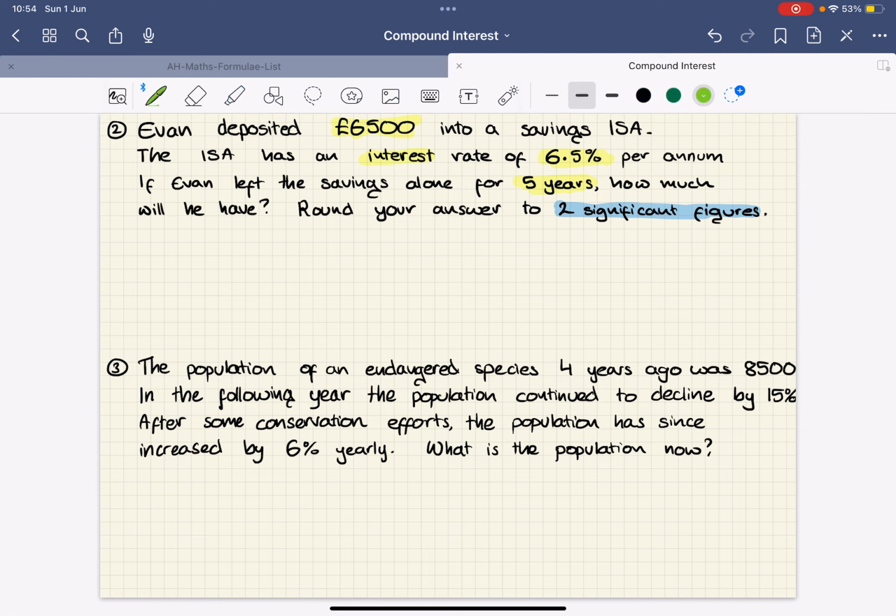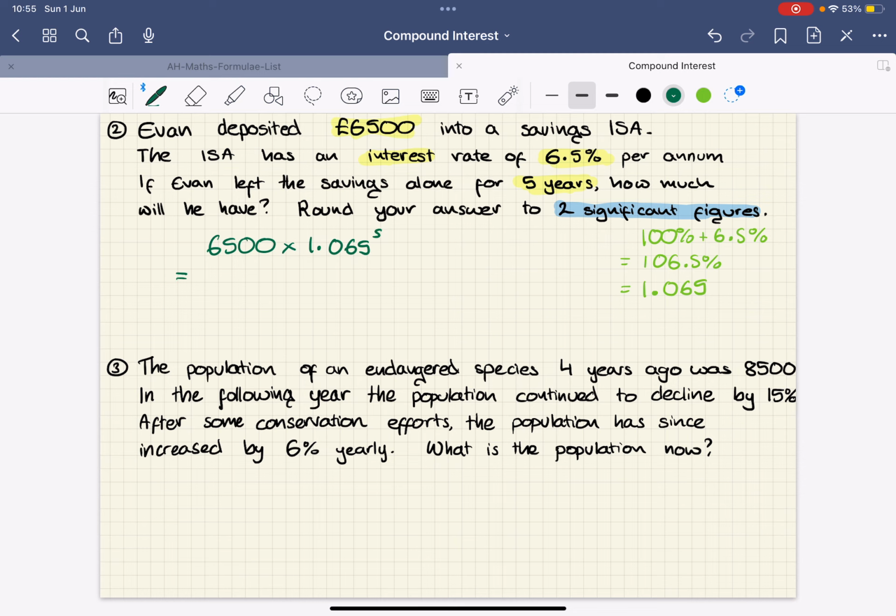So my percentage multiplier, because I'm going up, it's going to be that 100% plus that 6.5%. So that's going to be 106.5%, which is the exact same as 1.065. So then making use of my formula, I've got my original amount, that's 6,500, times by my percentage multiplier. And this is happening over the course of 5 years.